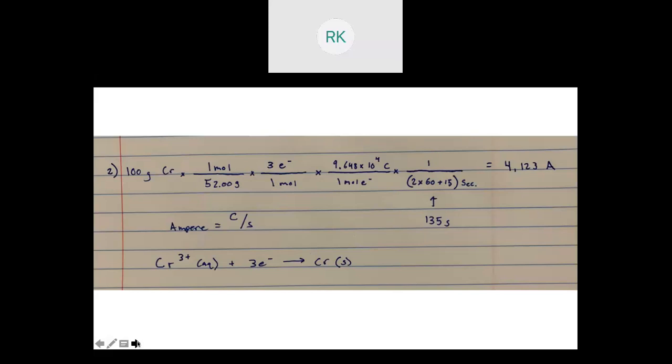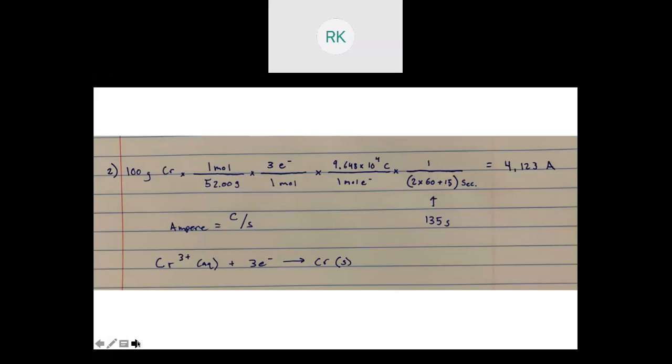And you'll notice I also wrote the equation, right? Chromium 3 plus is reduced to chromium solid. And the important thing here is that the coefficient of chromium is 1, right? So for 1 mole of chromium being reduced, we have a transfer of 3 electrons. That's going to be a crucial conversion factor in this equation. Okay, so if we have 100 grams of chromium is 52 grams per mole, right? So it's 1 over 52 is the conversion, and that would give us moles of chromium.